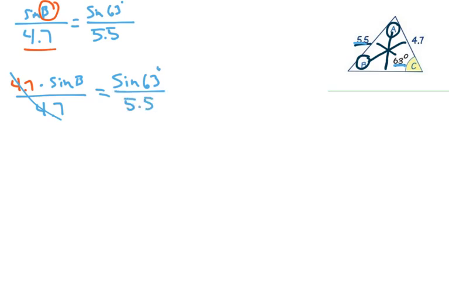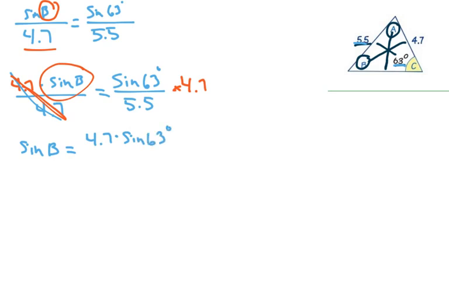But this is being multiplied by 4.7, right? Because we have to do it to both sides. So I'm multiplying by 4.7. Now, from here, remember this canceled out, so I'm just left with sine of b. So sine of b is equal to 4.7 times the sine of 63 degrees divided by 5.5.